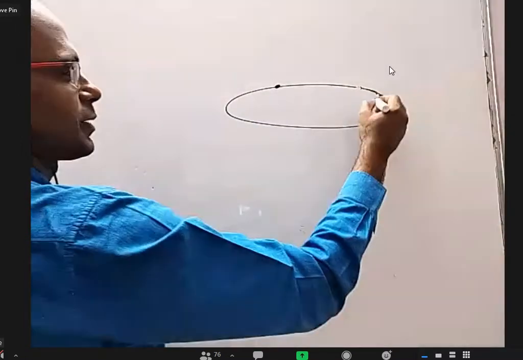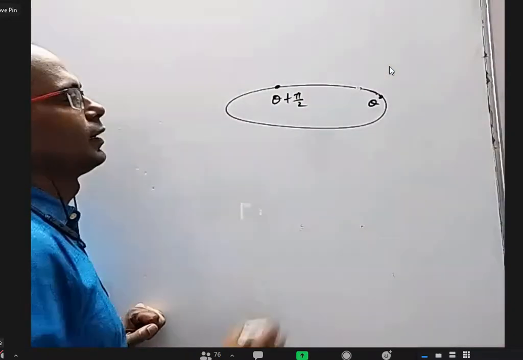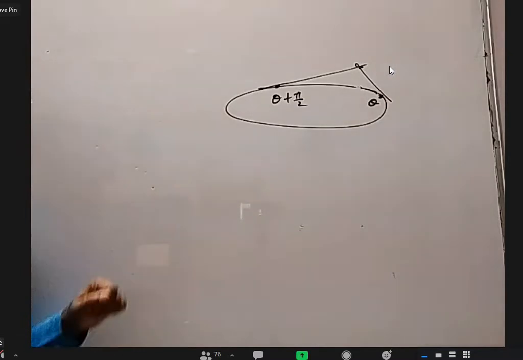Okay, let us say this is parametric angle theta and this is theta plus pi by 2. You draw 2 tangents, they intersect at one point. They are asking what is the locus of that.